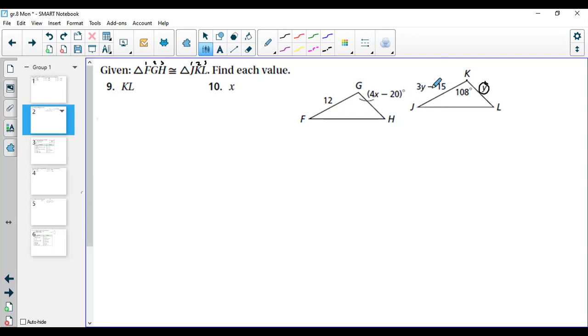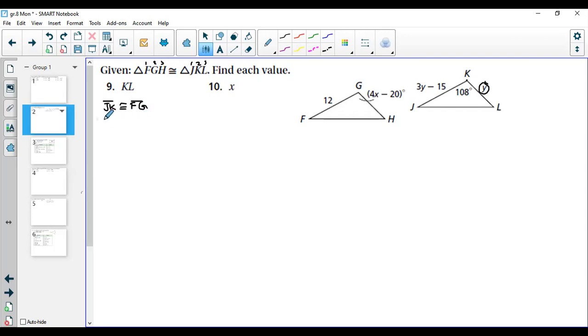Now, of course, to find the value of Y, I need an equation. So what am I going to make 3Y minus 15 equal to? I need a number. So find the corresponding side for JK. JK is 1 and 2. So which is the corresponding side? FG. So FG they gave as 12. So first let me write the statement saying JK is congruent to FG. Follow the same order.